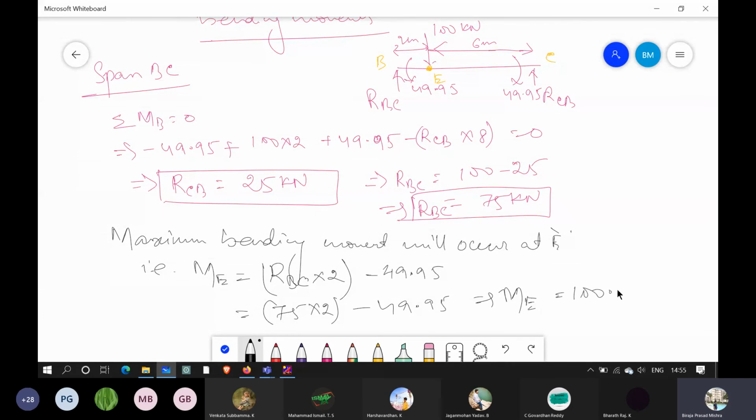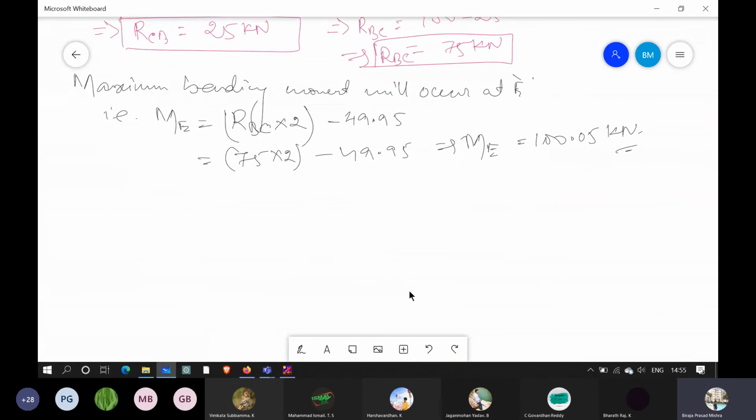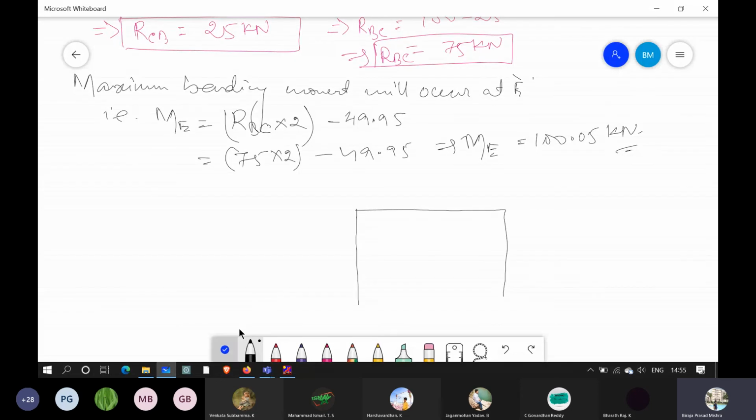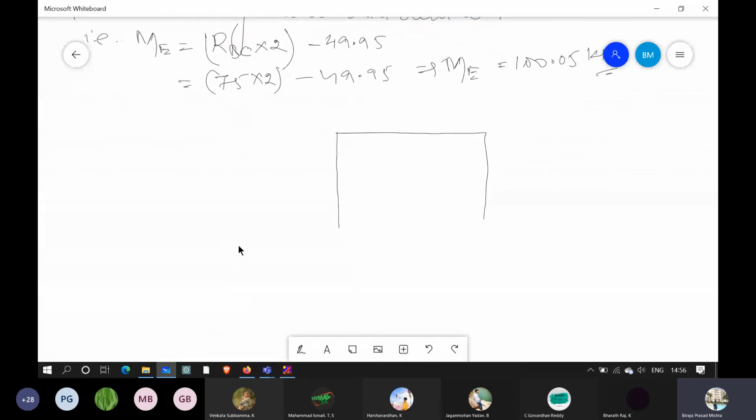So let us first draw the frame. This is the frame, and let me put it once again so that it will be easier for you to understand. Here we have this hinged, this is again hinged. Guys, please stay, don't leave. It will take just another couple of minutes.